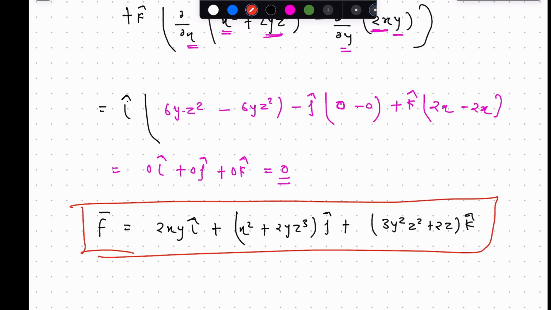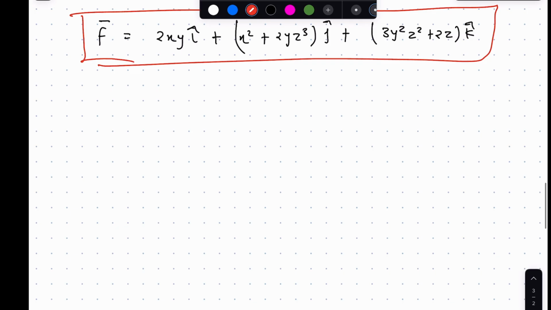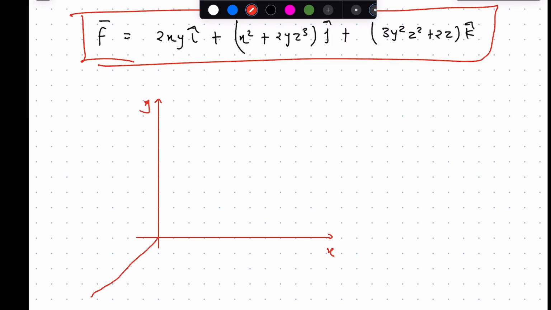Think about it. Yes, there are other definitions. What was the other definition? If it is conservative, then the work done in all the paths will be equal. So what you can do is take 2 points and calculate the work done. Work done is equal to F vector dot ds vector. Let's suppose this is x axis, y axis, and then there is z axis like this, and this is our origin 0 0 0. Let's suppose this is our initial point. You can take any initial point.